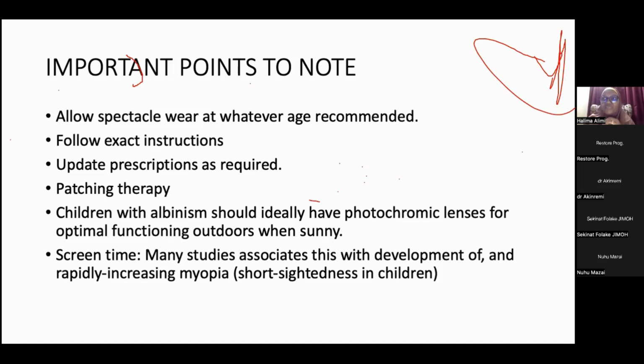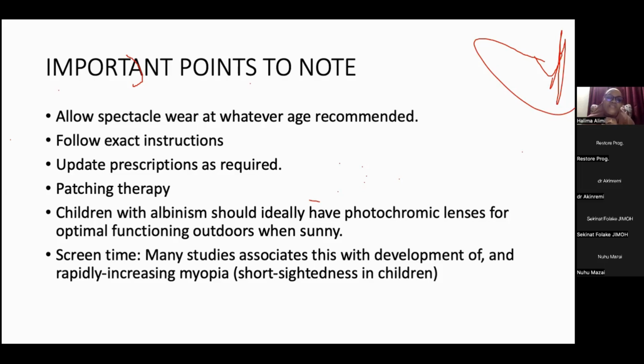And oftentimes children resist. Parents need to know that this is the only way this child's eye can be put up to scratch with the better eye. And therefore, if you've been advised patching, you as a parent need to do all it takes, be very firm with the child because it's for their good. So patching therapy, very important to comply when you need it.